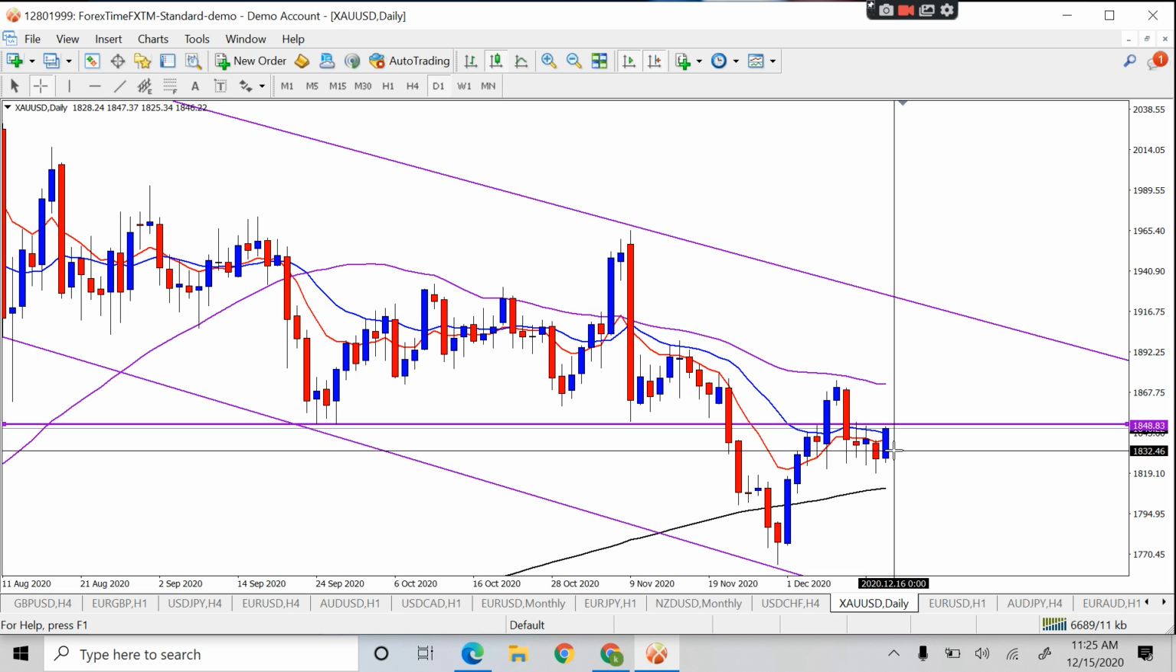So for me, the buy confirmation is a break above 1848.83, at least a test, then we can enter for a buy if we see our buy entry triggers.